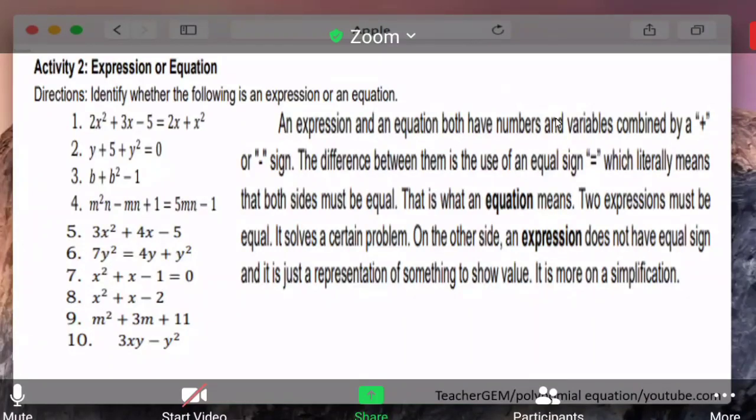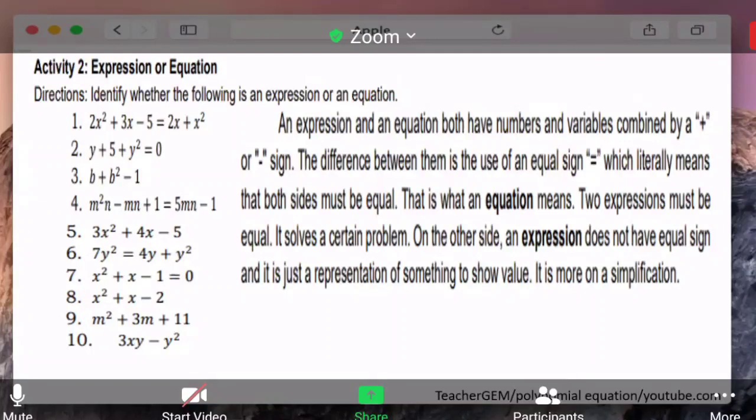So, paano po ba natin madi-differentiate si equation and si expression? Sabi dito, an expression and an equation have both numbers and variables combined by a positive or negative sign. The difference between them is the equal sign, which literally means that both sides must be equal. Yun lang yung pinagkaiba nila. Merong equal daw po si equation. That is what an equation means. Two expressions must be equal.